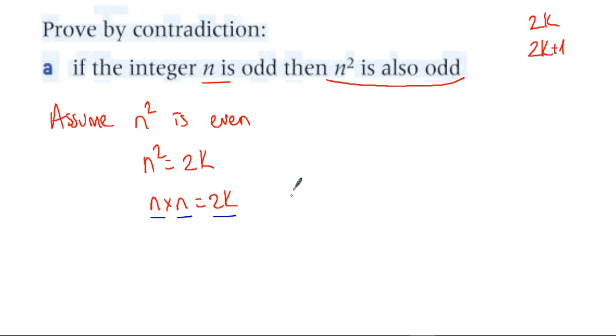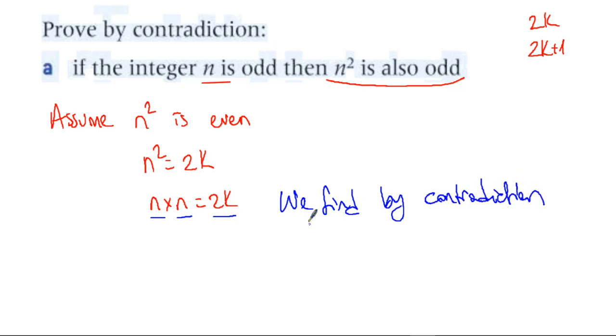So we find by contradiction that n squared can't be even. So if our assumption is incorrect, then it means that the first statement was true. N squared must be odd. Let's see some more examples.